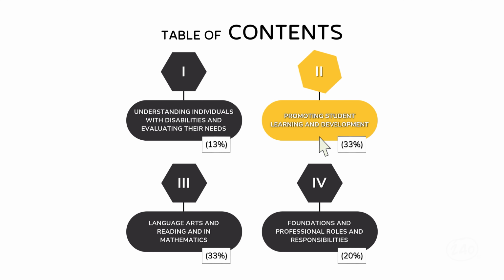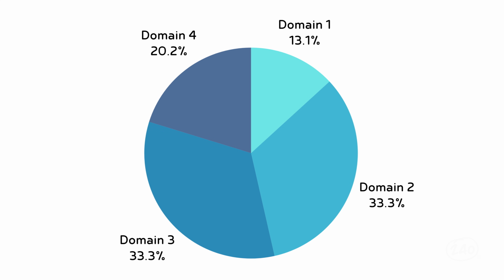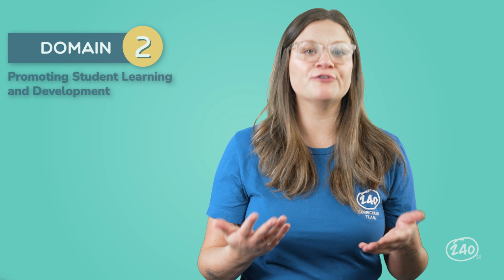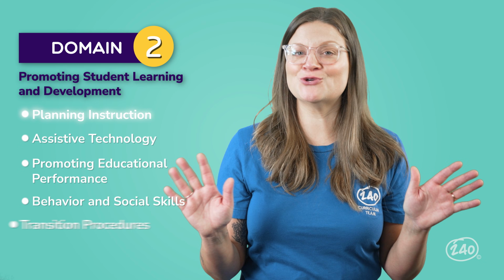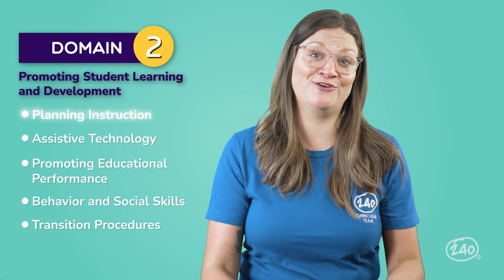Next, we'll dive into Domain 2. This is one of the biggies. It's worth 1/3 of your score. Competencies 3 through 7 fall under it. Let's get into the first one: planning instruction. 2 simple words that carry so much weight for a teacher.